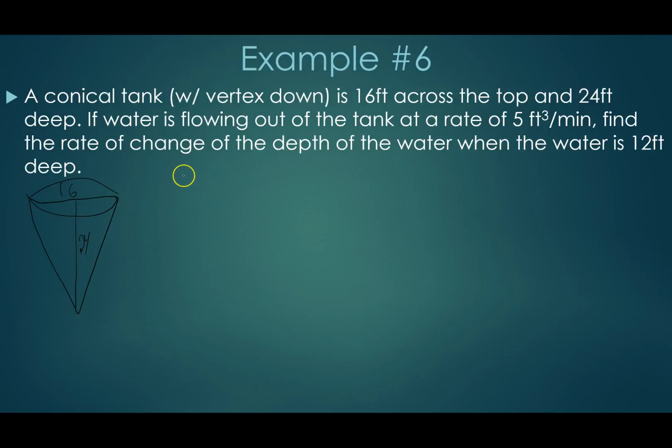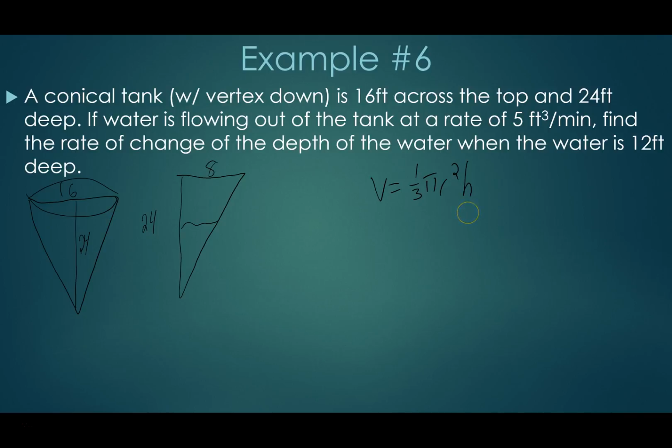So if I just take a look at a horizontal cross section of this, this right here is the situation. Our entire depth is 24, and this radius right here is just half the top, which is 8. I need to find some way to relate the height to the radius, because if we're talking about volume, a cone is 1/3 pi r squared h.